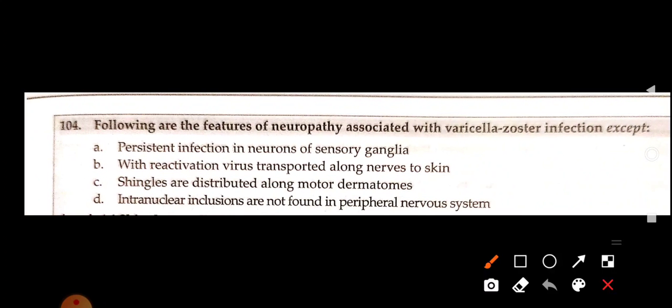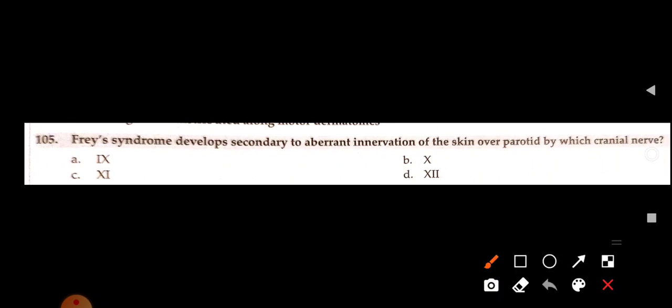Following are the features of neuropathy associated with varicella zoster infection except: persistent infection in neurons of sensory ganglia, true; with reactivation, virus transported along nerves to skin, absolutely right; shingles are distributed along motor dermatomes, this is a false statement; intranuclear inclusions are not found in peripheral nervous system, absolutely right. Now, Frey's syndrome develops secondary to aberrant innervation of skin over parotid by which cranial nerve? That is cranial nerve 9th.